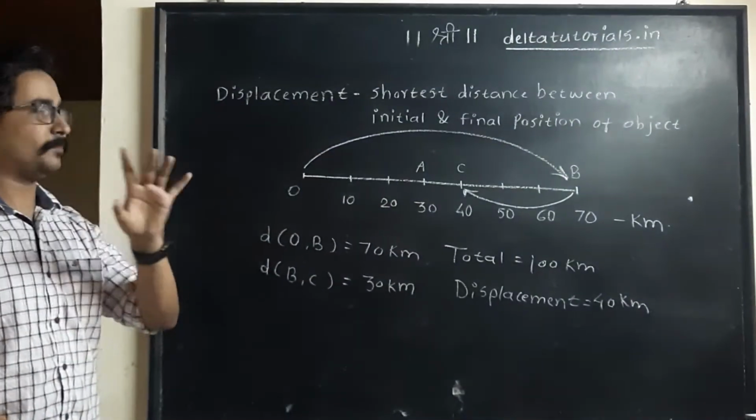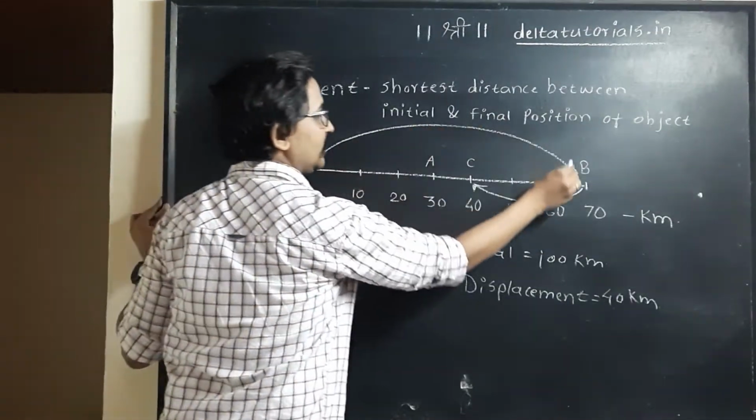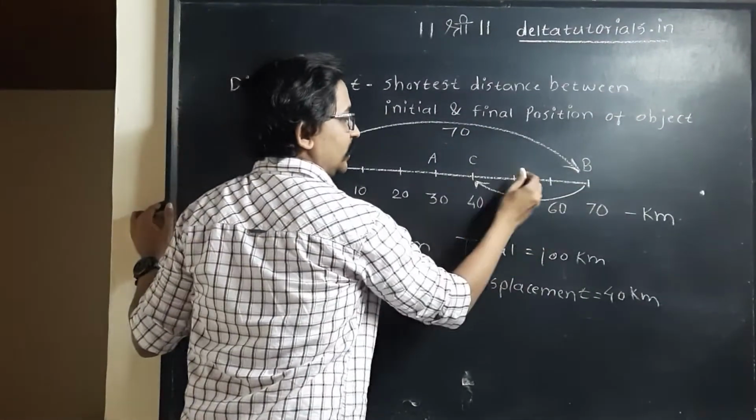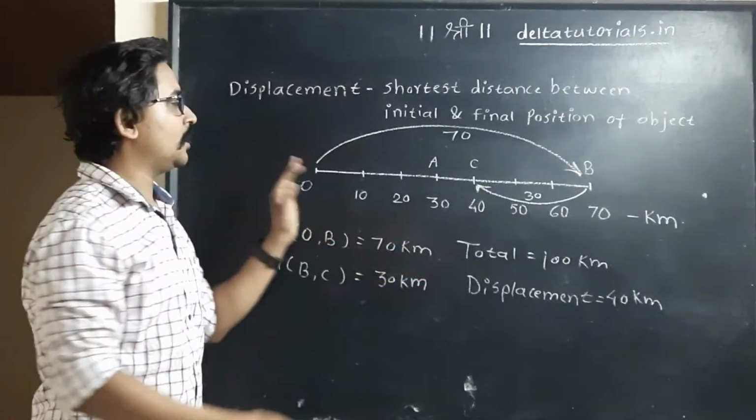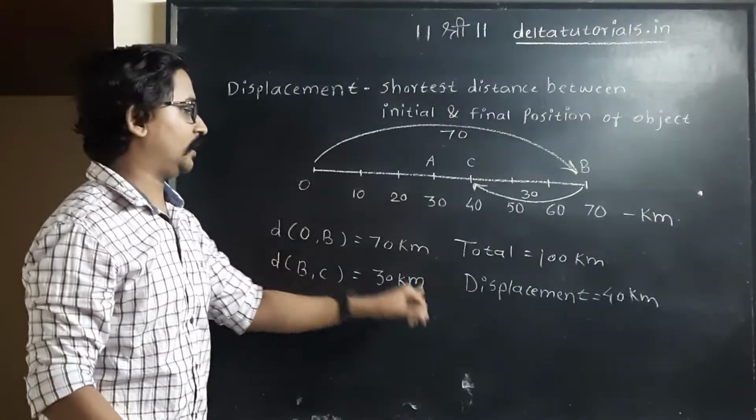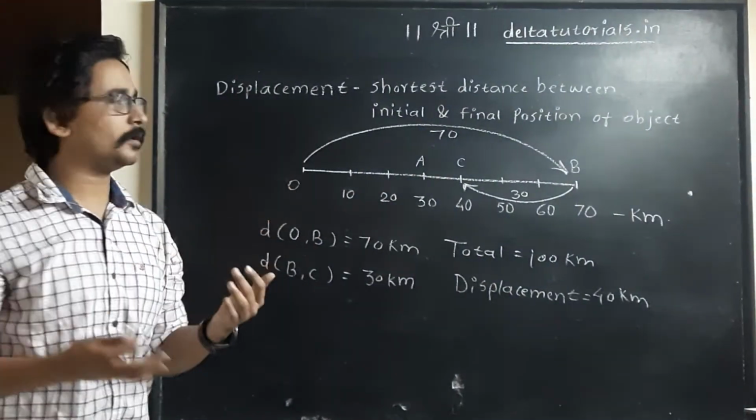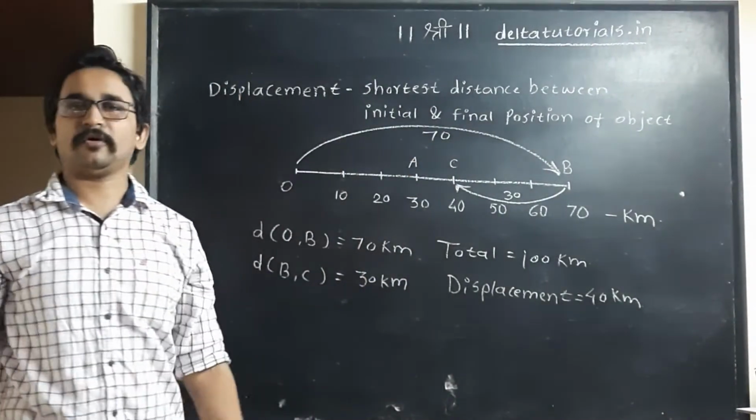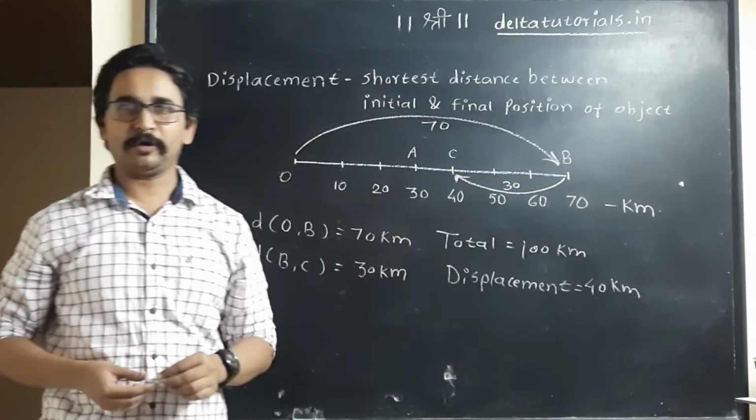Note one important thing here. The distance traveled is 100 kilometers: this 70, and for coming back up to C, it is 30. So the total distance covered is 100 kilometers, but the actual displacement is just 40 kilometers, because displacement means the shortest distance between the initial and final position of the object. So displacement is 40 kilometers.